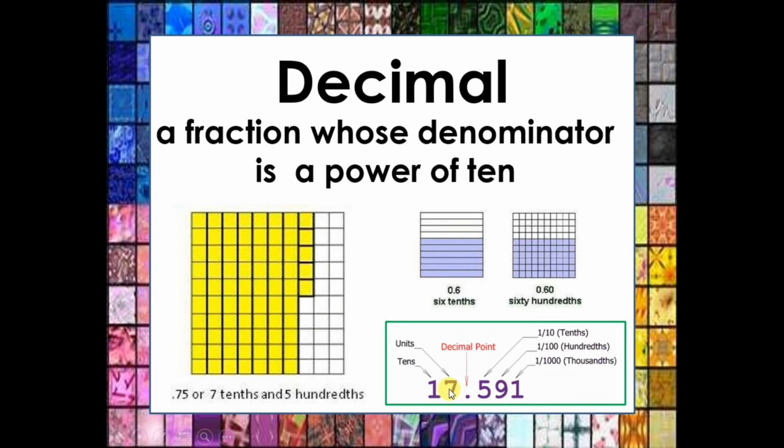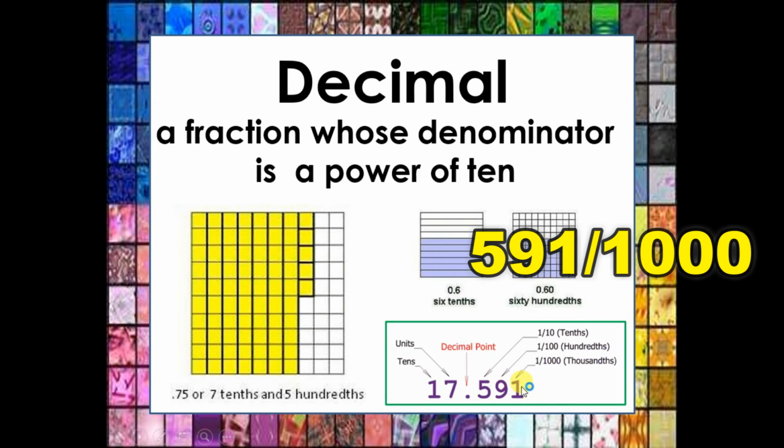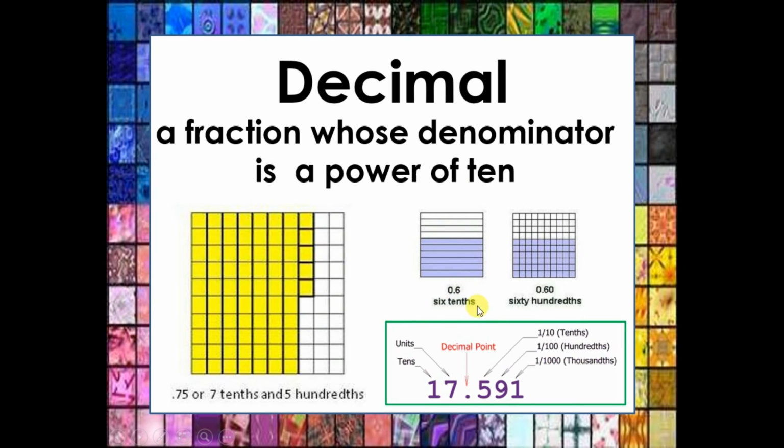Then, this one is the units or the ones, the tens. Then, ito naman ang tinatawag nating tenths with the TH, hundredths, and the thousandths. It means that if we convert 0.591 thousandths into fraction, that is 591 over 1,000. Okay, so yan ang ibig sabihin niya. So, as you can see here, this is 0.6, so that is 6 over 10. If this is 0.60 hundredths, that is 60 over 100. So, ganun mga ka-ML.